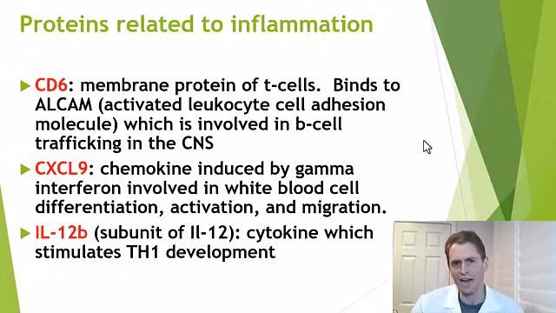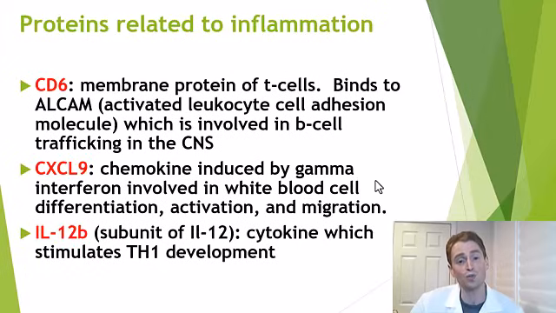If you have autoreactive B lymphocytes in the periphery, they're harmless, but if they enter the central nervous system and cause injury, that's part of the pathogenesis of MS. CXCL9, this is a chemokine or cell signaling protein.